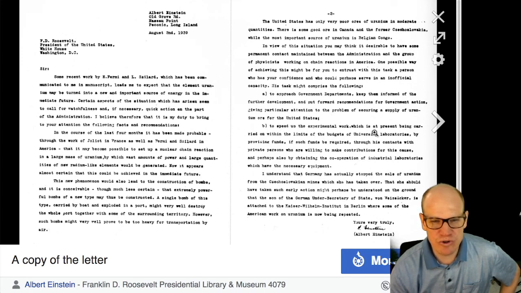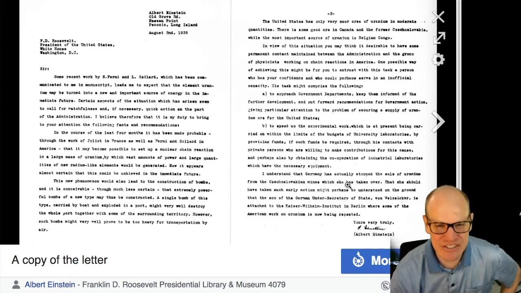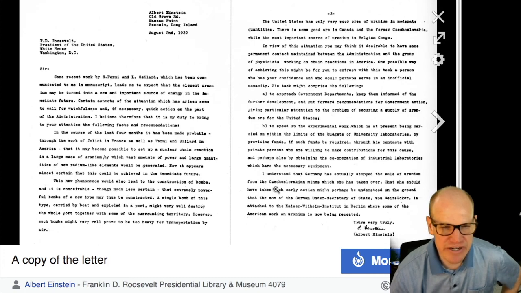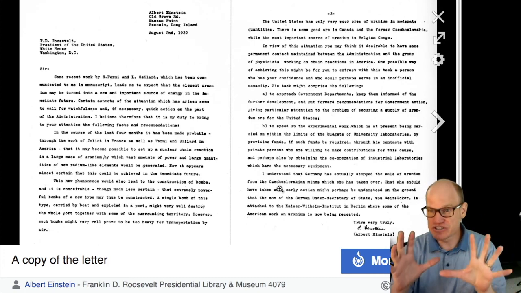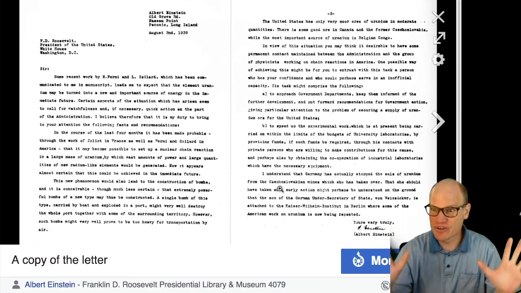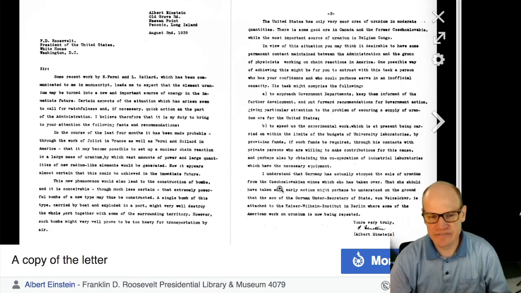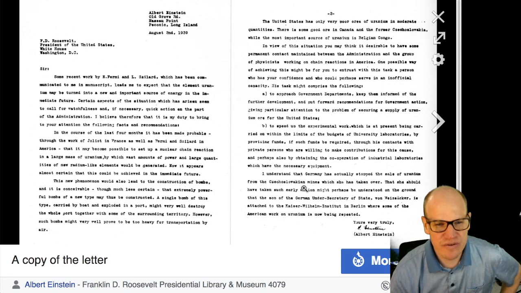To speed the experimental work, which at the present is being carried out within the limits of the budgets of the university laboratories, by provisioning funds such as funds required through these things, I understand that Germany has actually stopped the sale of uranium from Czechoslovakia. So that was a big indicator as well. As soon as Germany's like, okay, we're not selling this anymore, then they're using it for something. From the Czechoslovakian mines, which she has taken over.